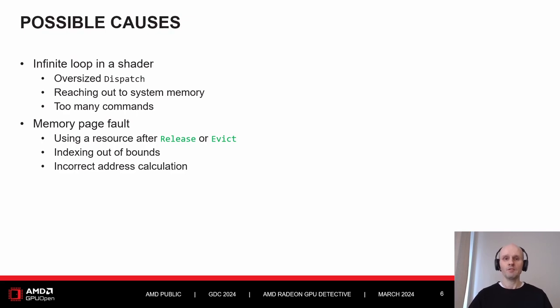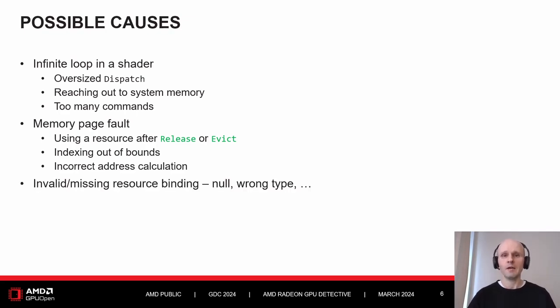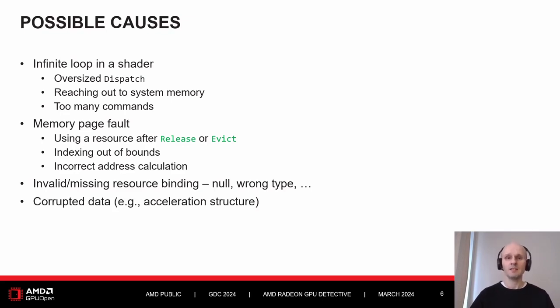Then, memory page faults are also possible. GPUs also have virtual memory addresses, and using an incorrect address is a critical error. It happens most often when we try to use in our shader a buffer or a texture that has been released or evicted from GPU memory. Possibly also when we go out of bounds with some indexing or address calculation. Incorrect resource bindings also happen quite often, with outdated resources bound to shaders through descriptors. Finally, some corrupted data in memory can also cause a crash, for example, inside a buffer holding acceleration structure for ray tracing. Other causes are also possible.